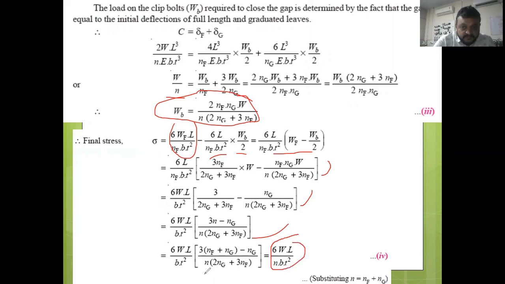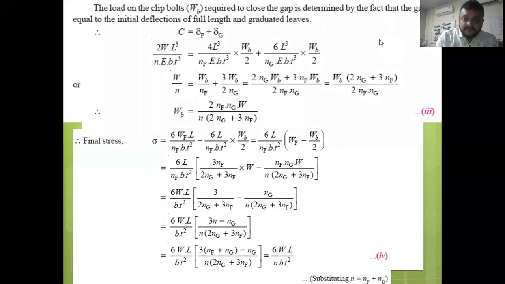Here, what we have to do, we have added n, total n is equal to NF plus NG, substituting n as NF plus NG as mentioned over here. So n is the total number of leaves, and omitting the extra terms will give the final stress 6WL divided by NB T cube. Try to remember this equation. Derivation is not so important, but try to remember the final stress equation for the purpose of examples and designing.